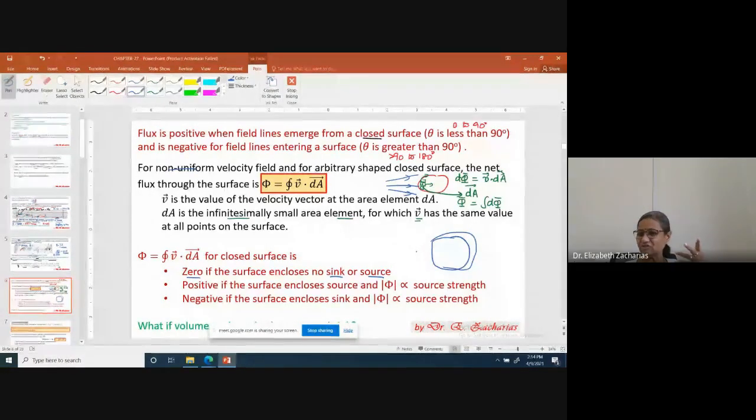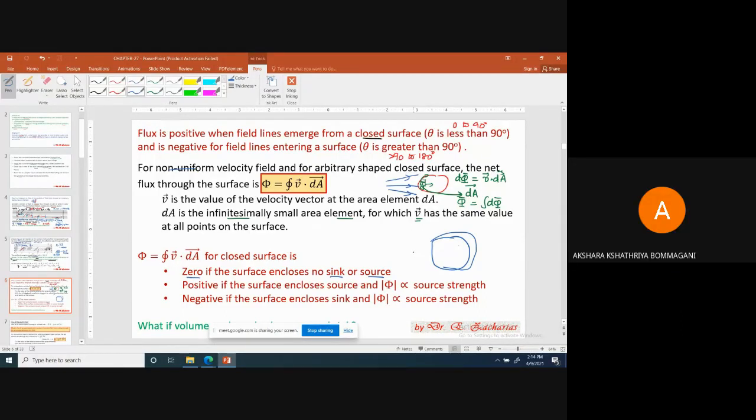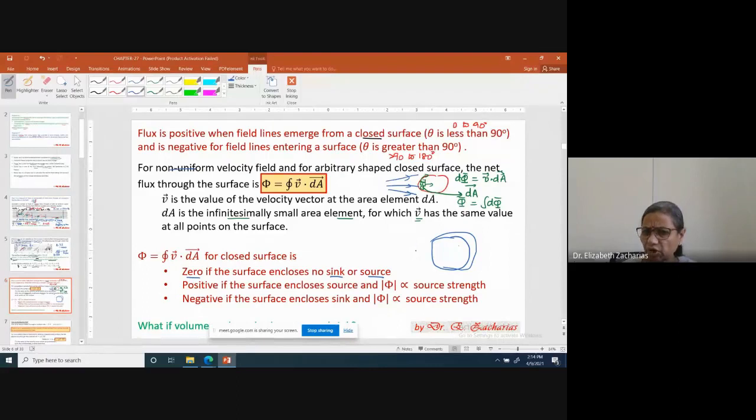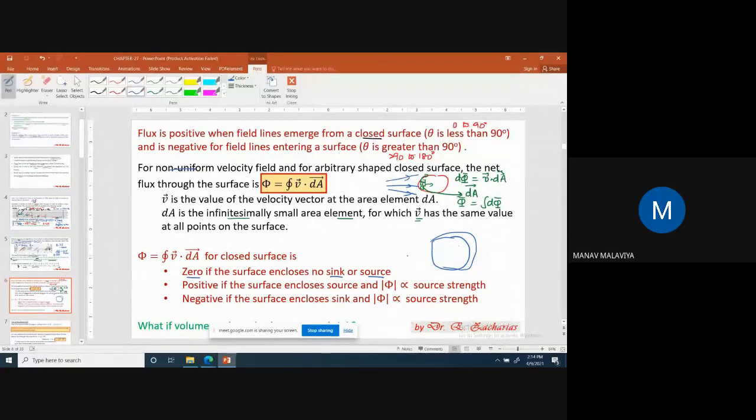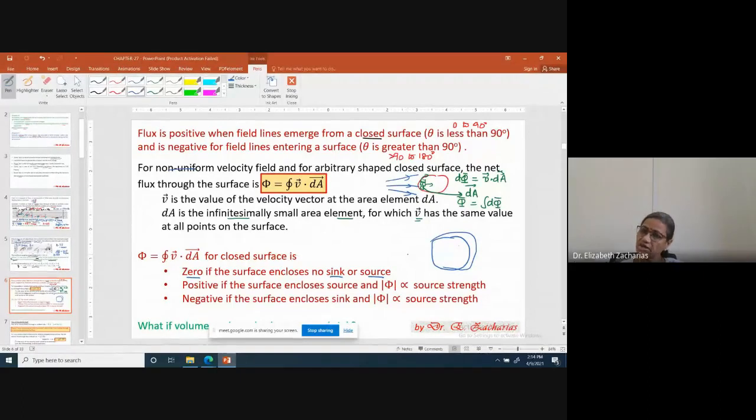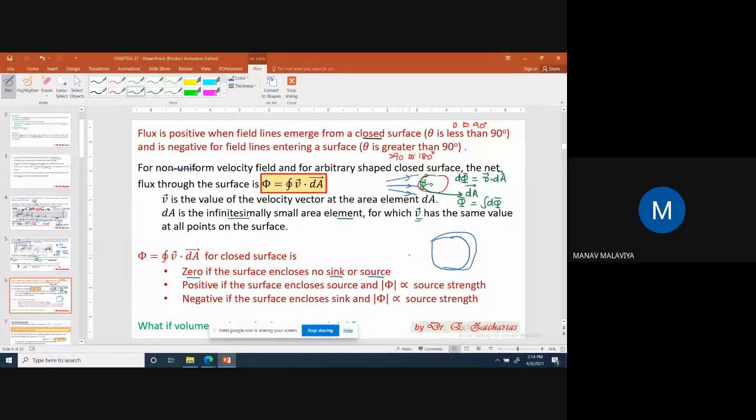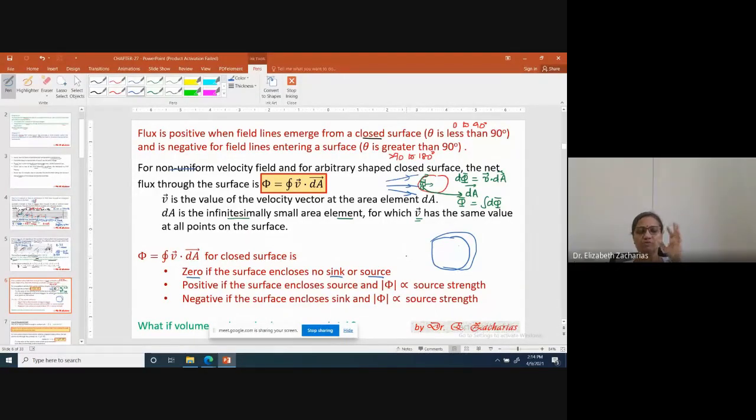I hope you have heard of sink and source in the context of thermodynamics and heat and all that. Yes or no? No, ma'am. This semester you have thermodynamics, no? Yeah, but we haven't come across the terms yet. Okay. Carnot's engine and all, have you studied in your intermediate? Yeah, but I don't remember it.